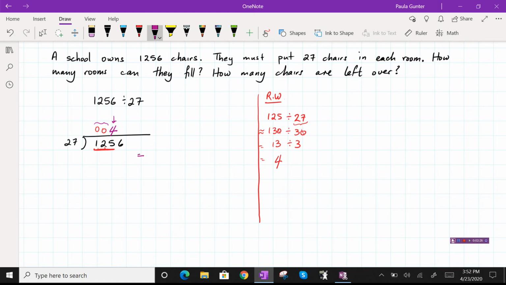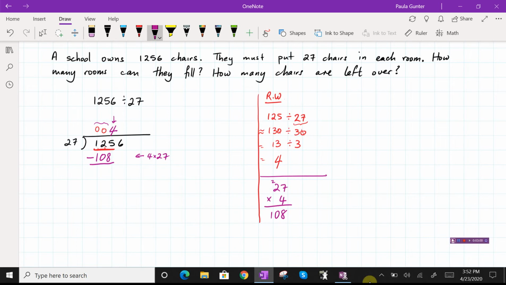Alright, so let's continue. We're looking at 4 times 27. Alright, let's see what that is. So 27 times 4. 7 times 4 is 28. Remember, we multiply starting at the ones, and we carry the 2. I wrote down the 8, carry the 2. 4 times 2 is 8, and 2, 10. So 108. So we're subtracting 108 from 125.